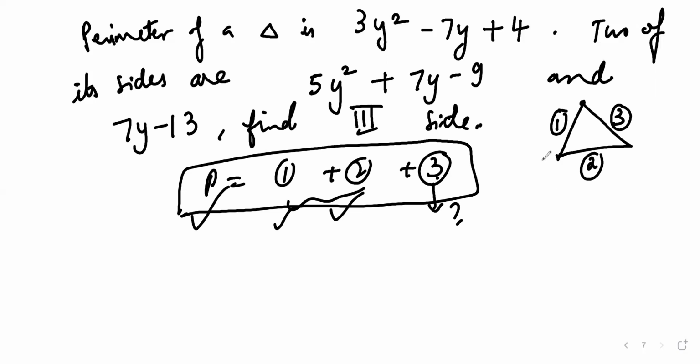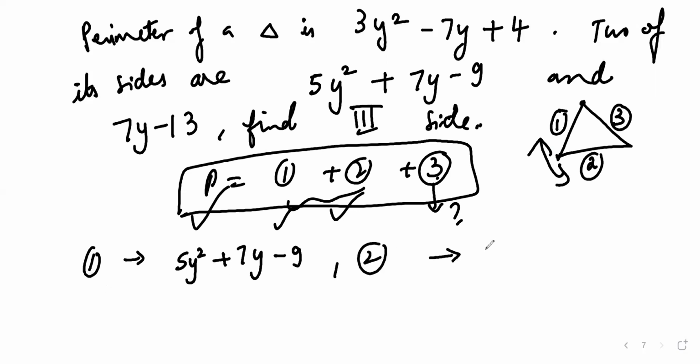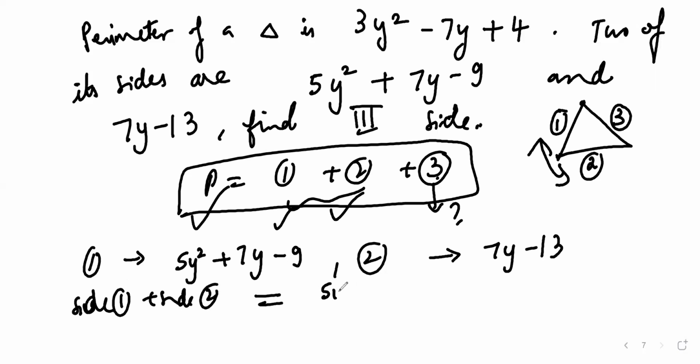So first of all, 2 sides are given, isn't it? What are the 2 sides? Side 1 is 5y square plus 7y minus 9. And what is side 2? Side 2 is 7y minus 13. So 2 of the sides are given, and I'm going to add the 2 sides. So side 1 plus side 2, I'm going to get what? 5y square plus 7y minus 9 plus 7y minus 13.